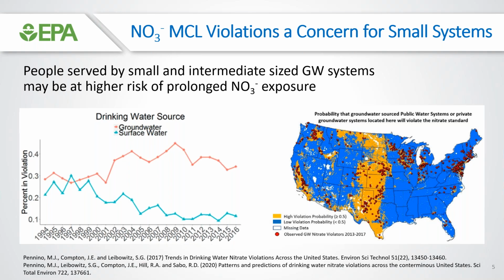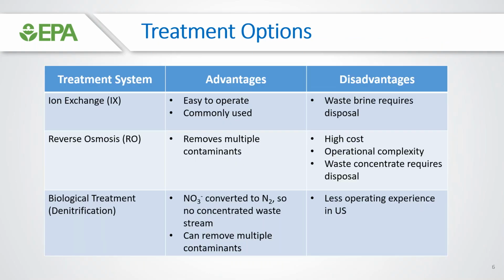And to follow up on that, they looked at the probability that a system in a given location would violate the MCL. Looking at this map on the right, areas in yellow-orange have a probability of greater than 0.5 of violating the MCL. And all these red dots indicate that an MCL violation was observed between 2013 and 2017. That maps on really according to where nitrate is observed. So that's the setting for this.